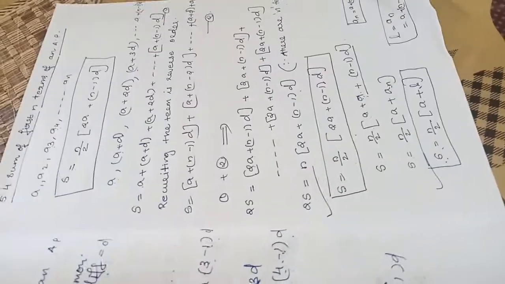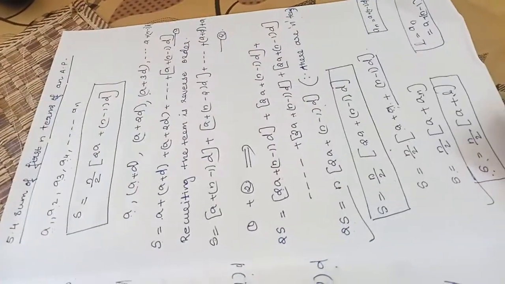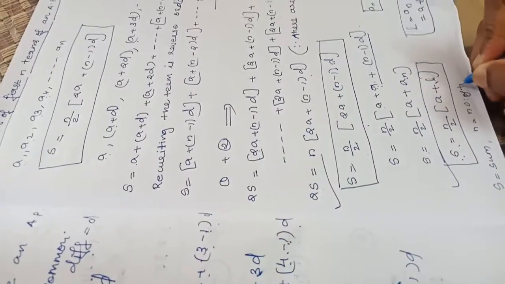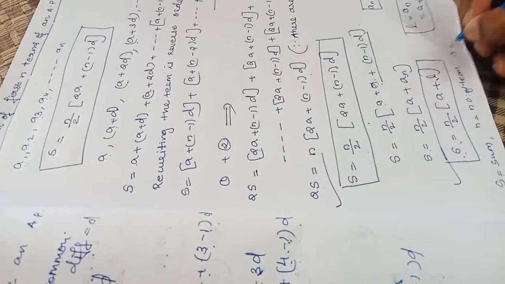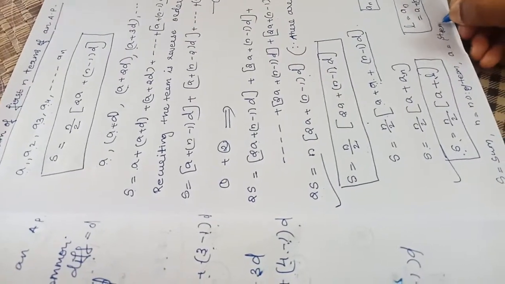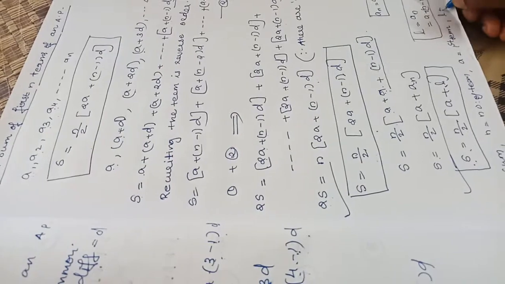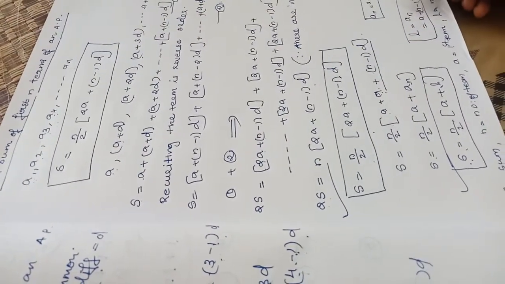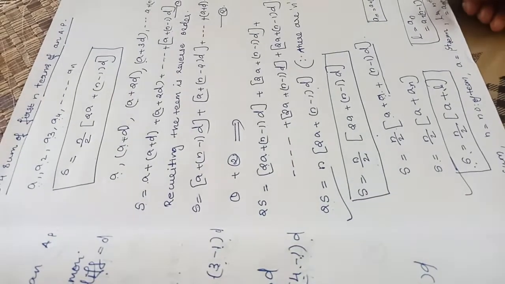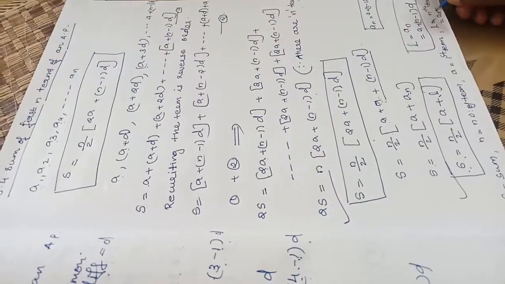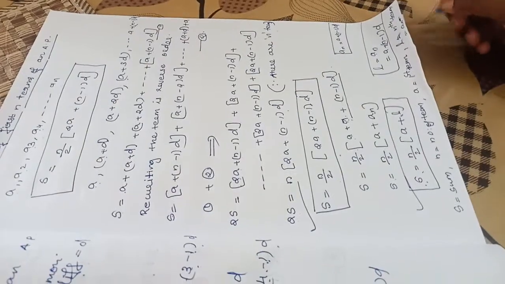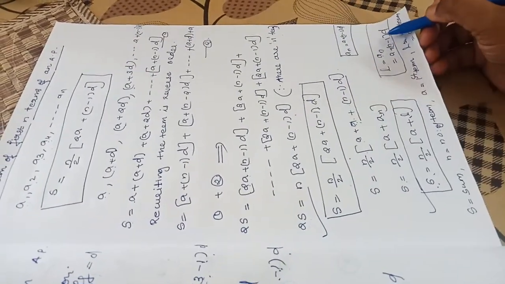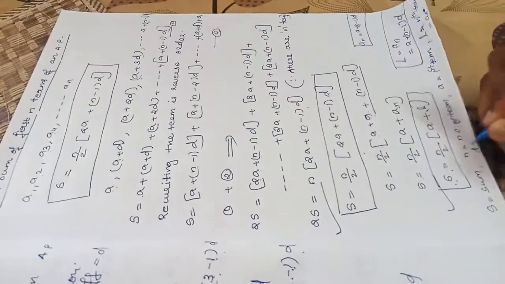Okay, so what is s? s is equal to sum. What is n? n is equal to number of terms. What is a? First term. And what is l? l is equal to the nth term, that is an is equal to this one, a plus n minus 1 into d. Okay, you know that a is equal to first term, n is equal to number of terms, and d is equal to common difference.